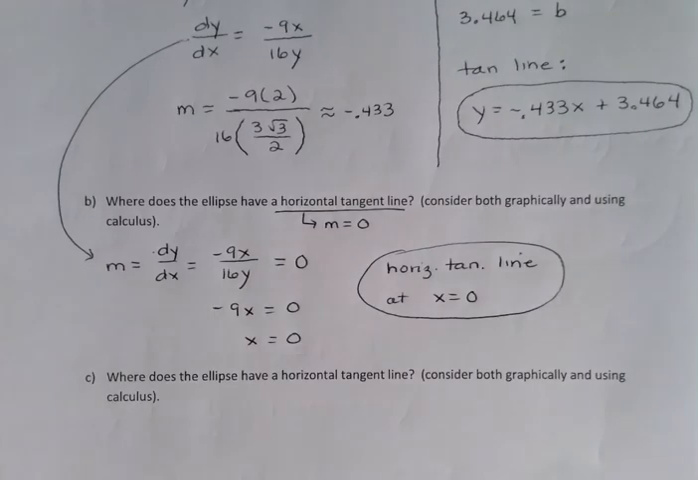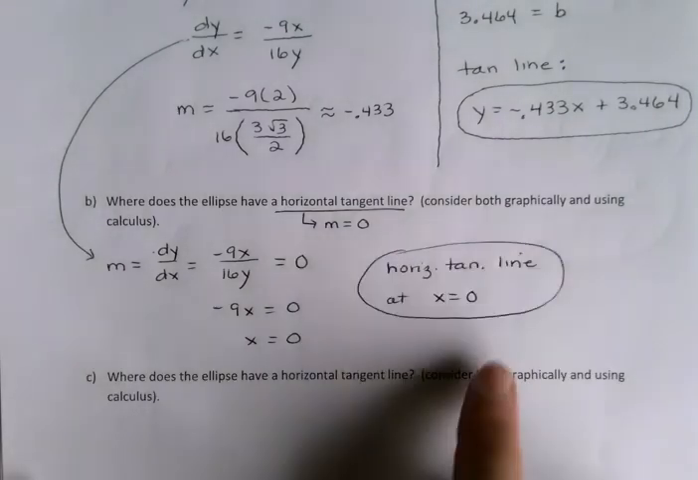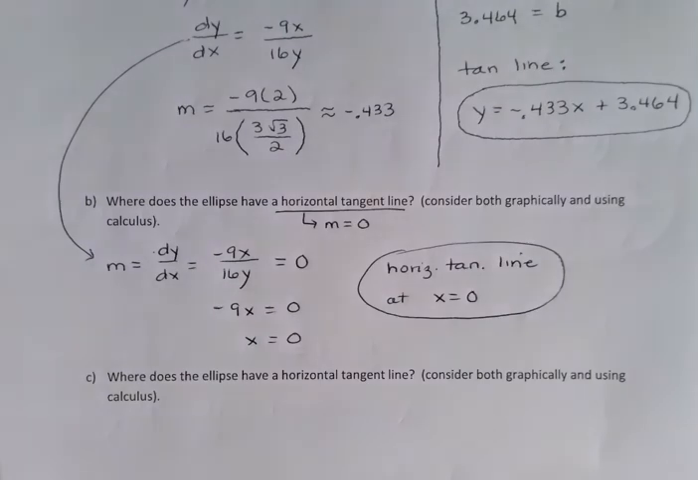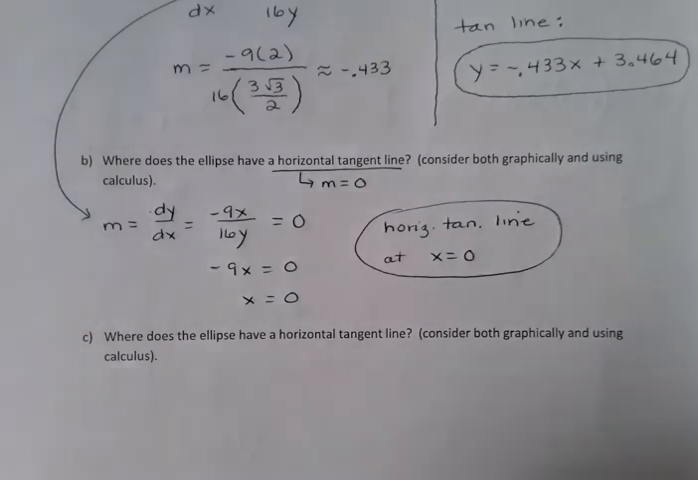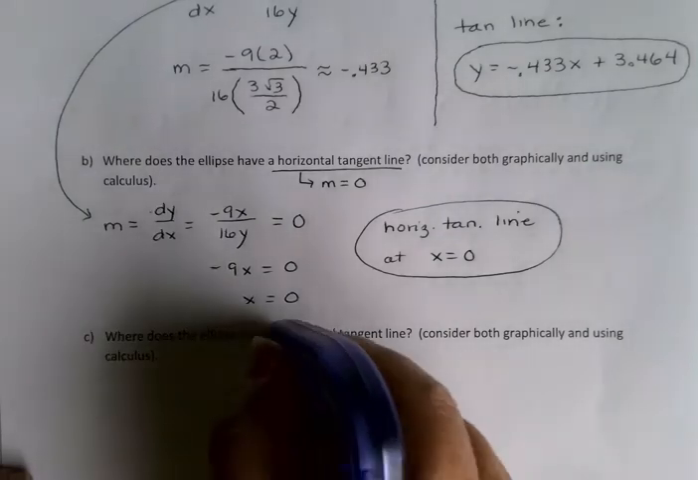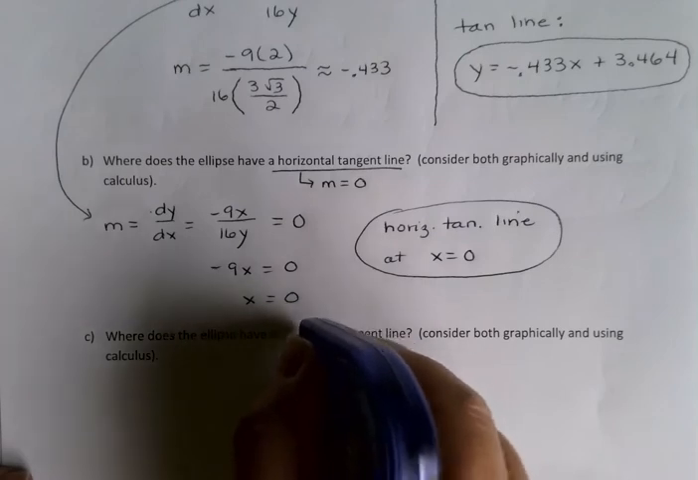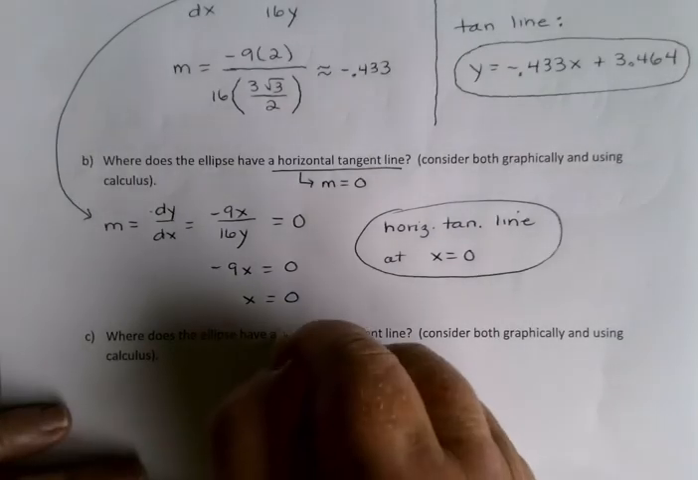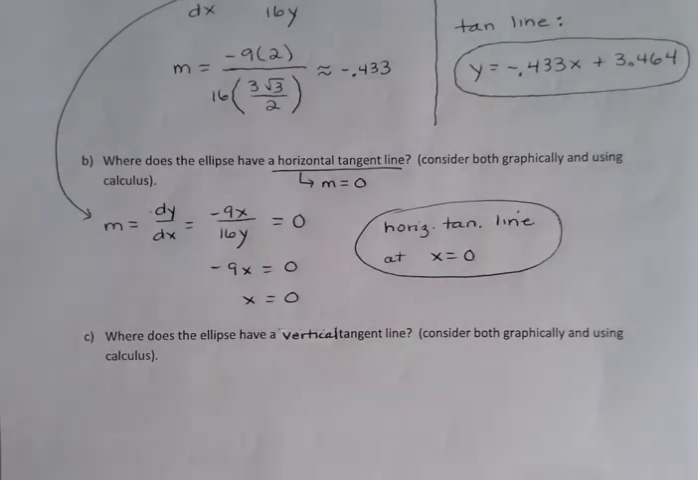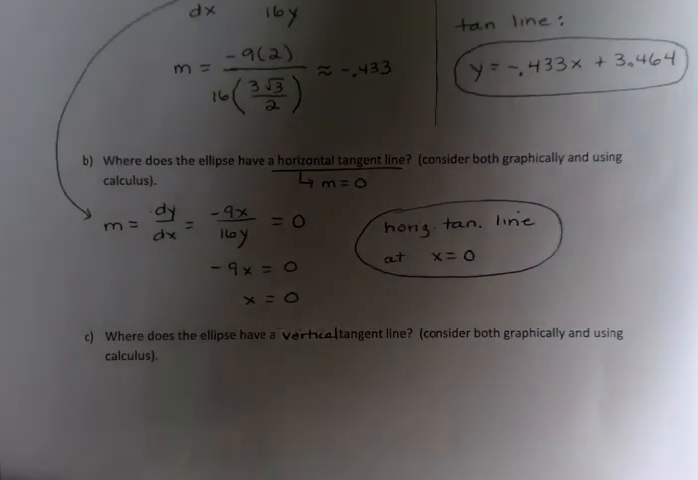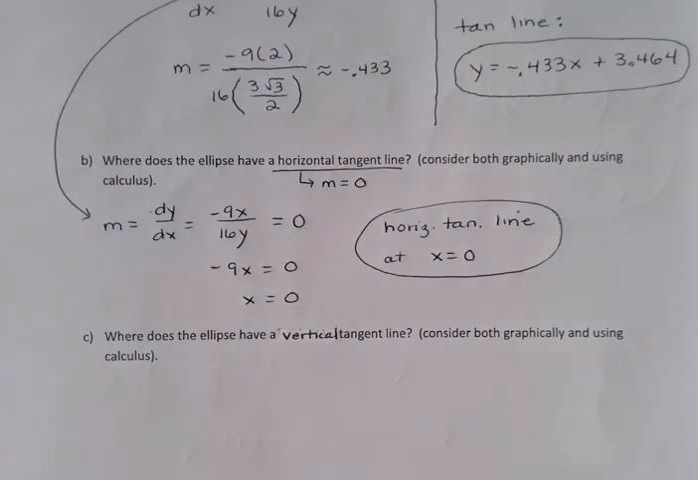I'm going to answer part C, and then we'll take a look graphically back at all three of them, A, B, and C. So in part C, where does the ellipse have a, whoops, that's a typo, that should have been a vertical tangent line is what I really meant to ask there. Where does this graph have a vertical tangent line? Well, as far as a vertical tangent line is concerned, what's the slope?